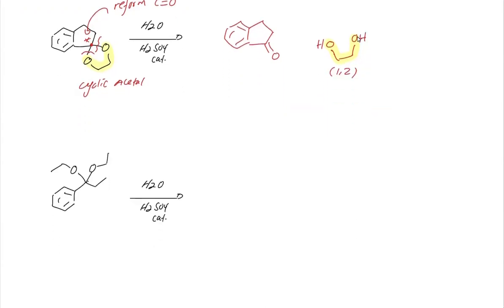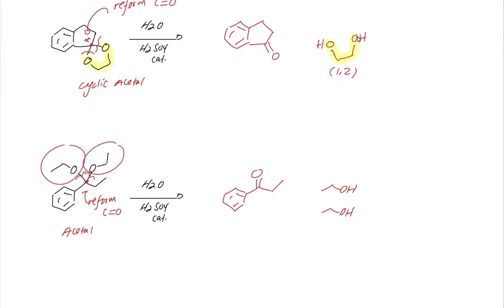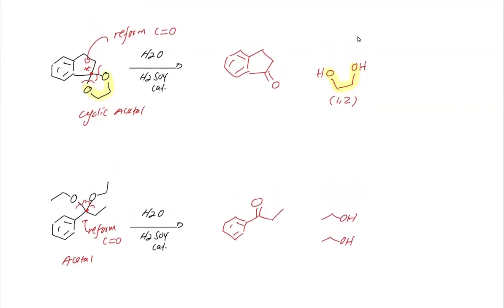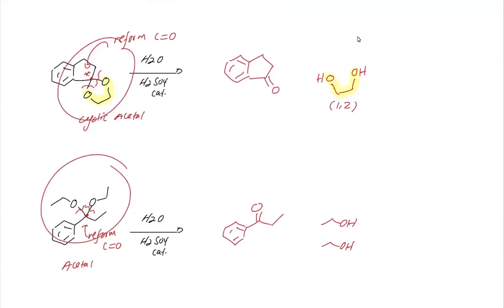Let's imagine that you have a regular old acetal, it's not cyclic, and we react with water and acid. I'm going to imagine reforming a C double bond O at the carbon that they share. That is to say, I'm going to form a C double bond O here. Then I'm going to disconnect each of those oxygens from the carbon that they're sharing, and that would then be creating two separate molecules of ethanol. That's one ethanol, that's the other ethanol. But notice I'm using the exact same strategy in each case.